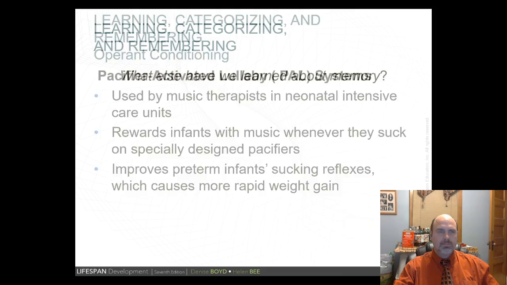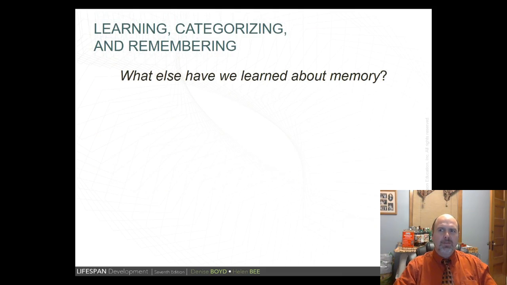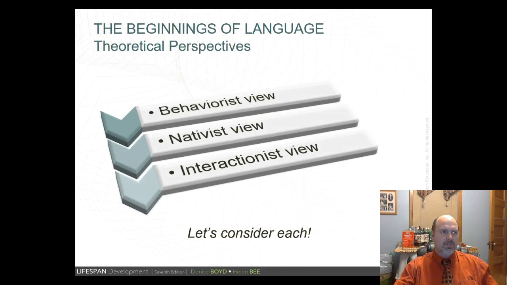So what else have we learned about memory so far? Number one, we learned that babies as young as 3 months old can remember specific objects and their own actions for as long as a week. That's pretty good. We learned that young infants are more cognitively sophisticated than we assumed. We learned that lost memories can be reactivated, and with age, infant memories become less and less tied to specific cues or context. Okay, let's talk about language.